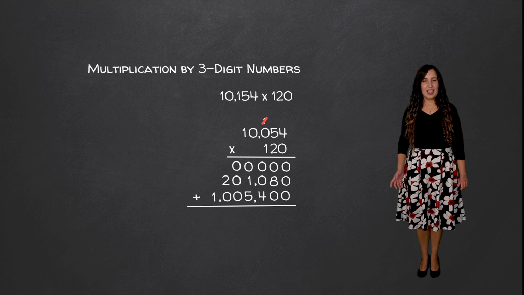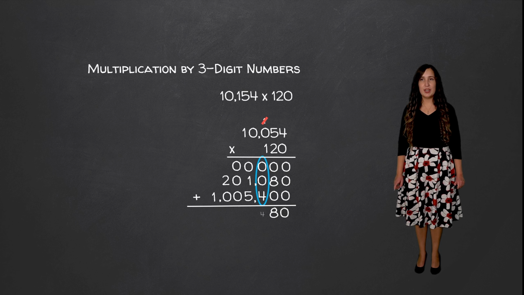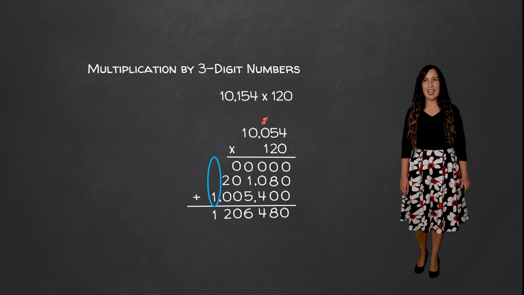So now we're going to add these values together. So in my ones place value, 0 plus 0 plus 0 equals 0. In my tens place value, 0 plus 8 plus 0 equals 8. In my hundreds place value, 0 plus 0 plus 4 equals 4. In my thousands place value, 0 plus 1 plus 5 equals 6. In my 10,000s place value, 0 plus 0 plus 0 is 0. In my 100,000s place value, we have 2 plus 0 equals 2, and in my millions place value, I have nothing plus 1, and I get 1.